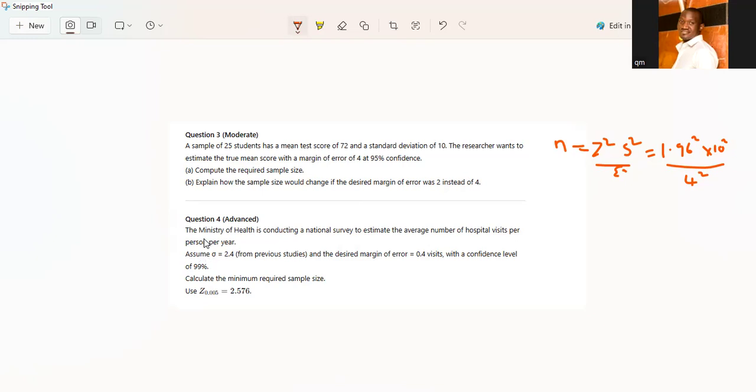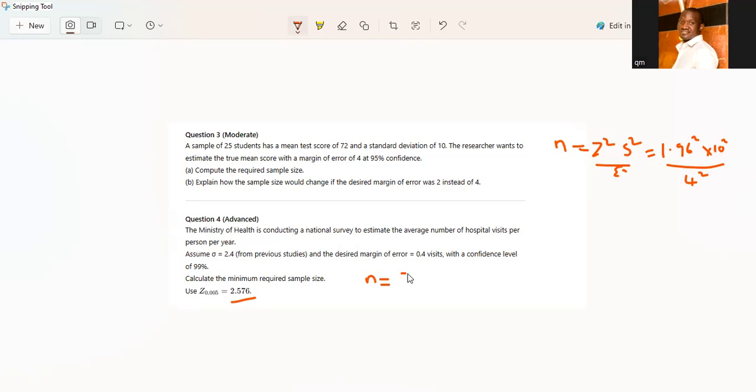Then we are told that the Ministry of Health is conducting a national survey to estimate the number of hospital visits per year. The standard deviation is 2.4 from previous studies, and the desired margin of error is 0.4 visits. With a confidence level of 99%, calculate the minimum sample size required. Use Z 0.005. We know that at 99%, our Z is what? 2.575 or 2.576. You should master this now. So what sample size formula are we using?